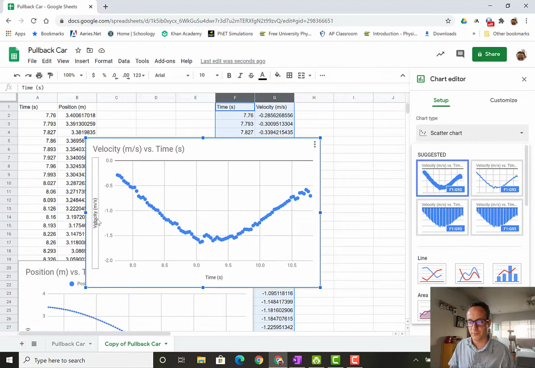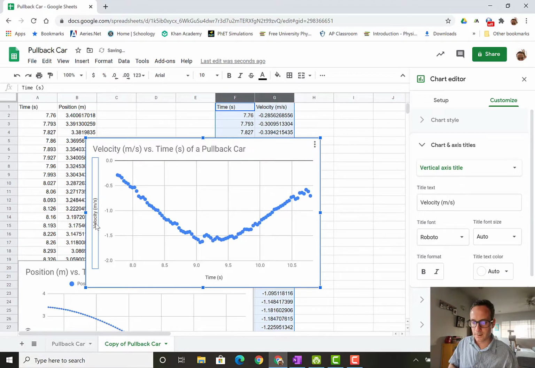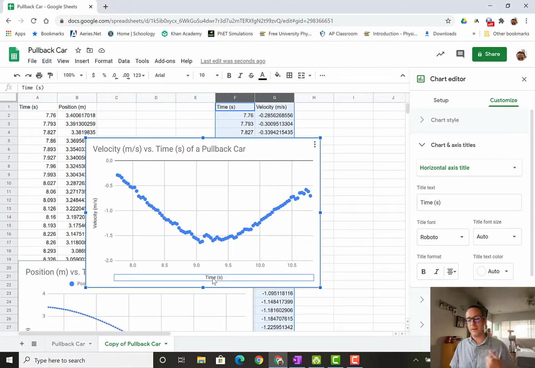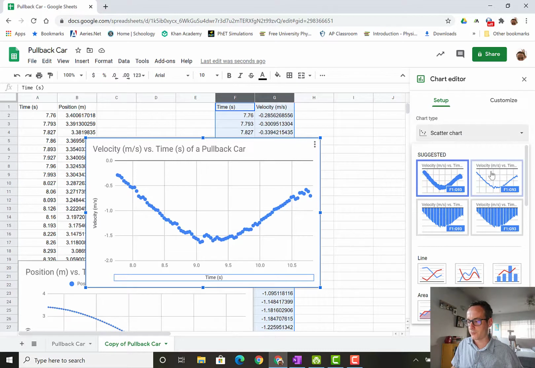It says velocity versus time. What is it though? It's for a pullback car. The vertical axis is velocity, that's correct, in meters per second. That's my dependent variable. Time again is the independent variable and it's measured in seconds. Good. So once again, make sure you got scatter chart, none of this other nonsense right here.